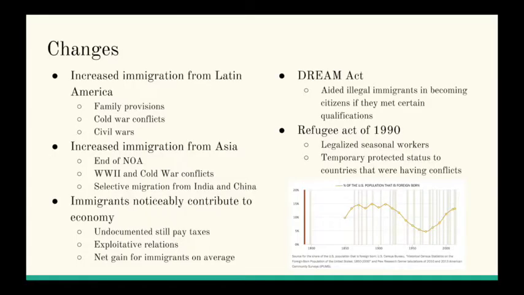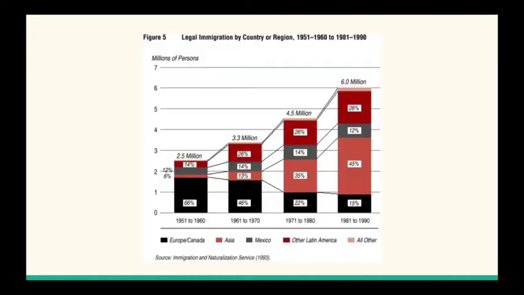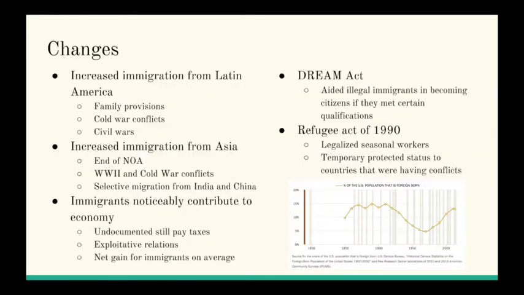One of the changes in Unit 9 was increased immigration from Latin America into the United States due to family provisions, Cold War conflicts, and civil wars in many Latin American countries. Another change during this time period was increased immigration from Asia due to the end of the National Origins Act, World War II and Cold War conflicts, and selective migration from India and China.